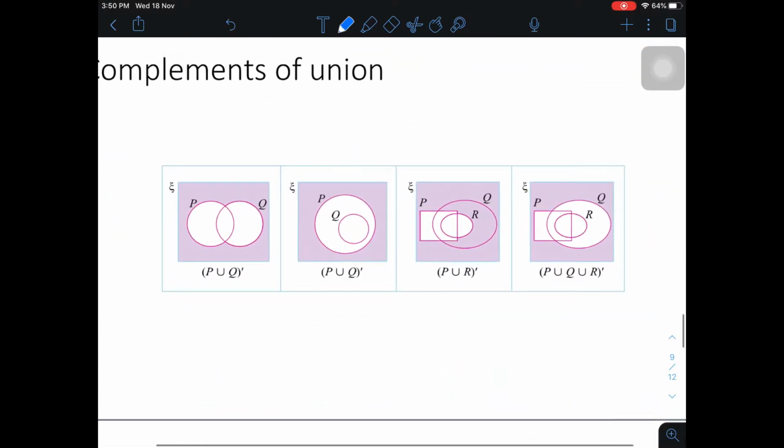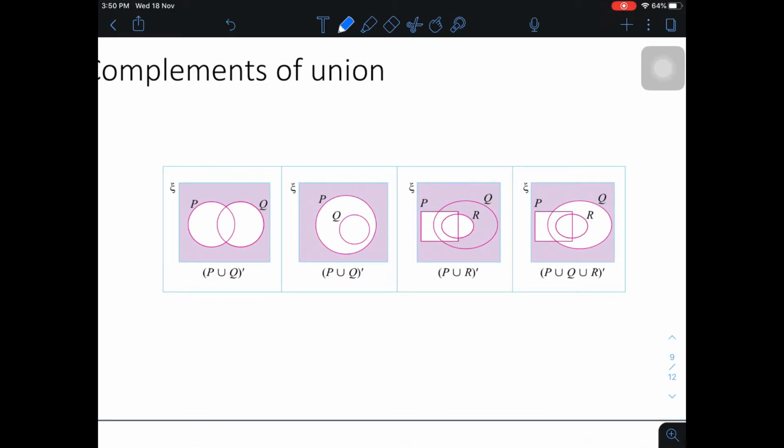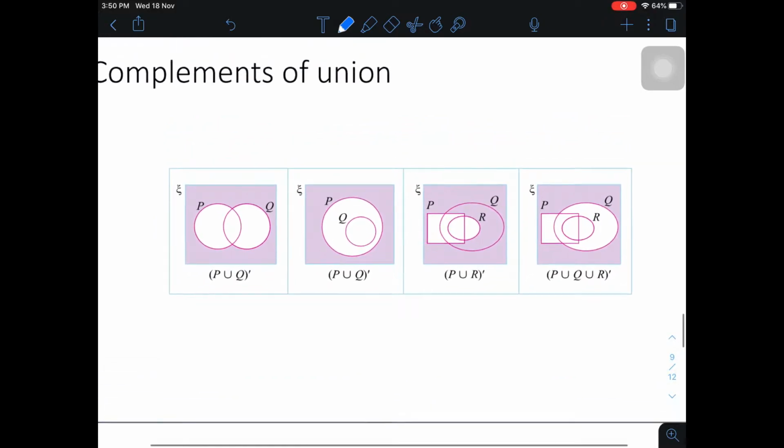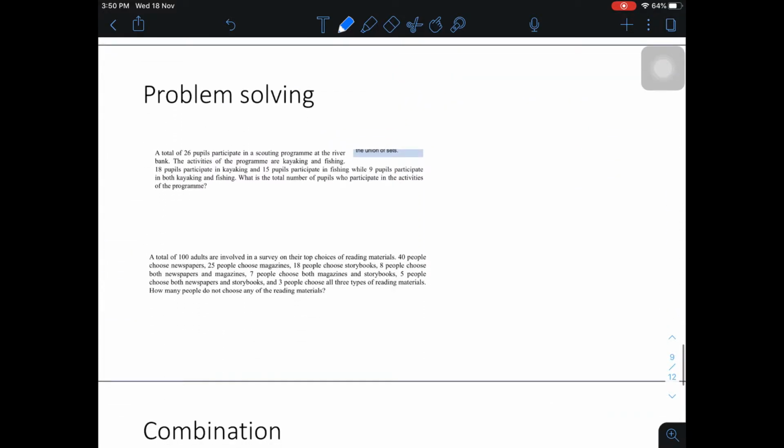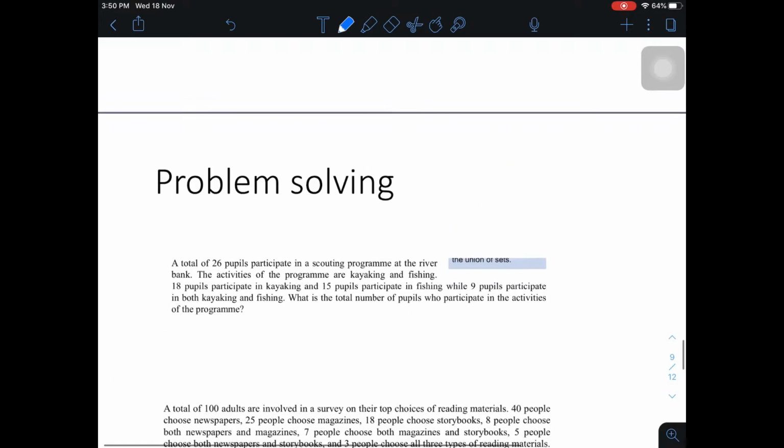So this is also a visual aid to help you understand the complements of union. I will be attaching this slide in the bio below, so you can actually access it. So the problem solving of union is done, we'll skip right to it.